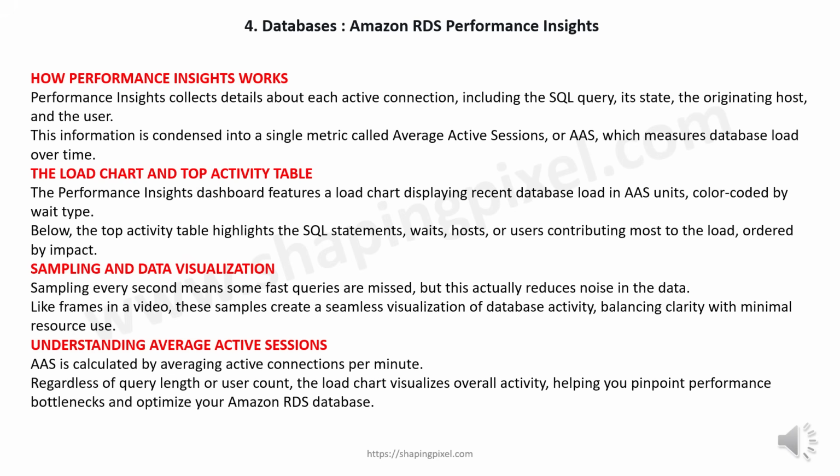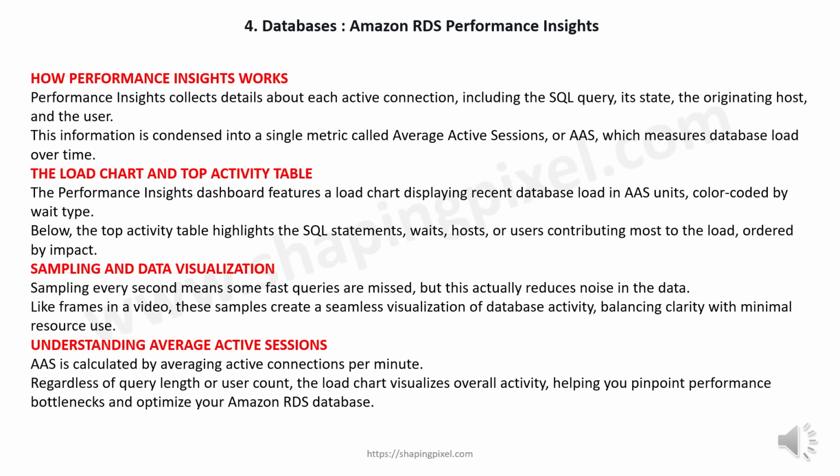Like frames in a video, these samples create a seamless visualization of database activity, balancing clarity with minimal resource use. AAS is calculated by averaging active connections per minute. Regardless of query length or user count, the load chart visualizes overall activity, helping you pinpoint performance bottlenecks and optimize your Amazon RDS database.